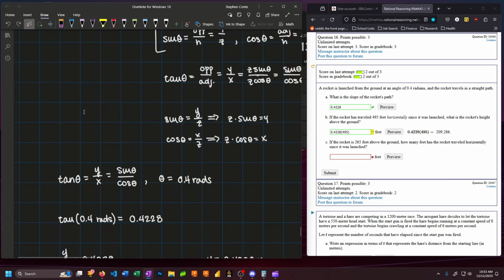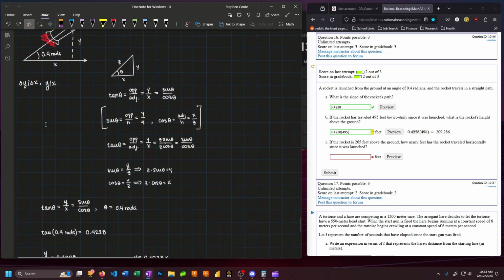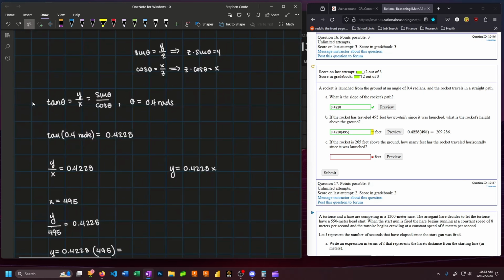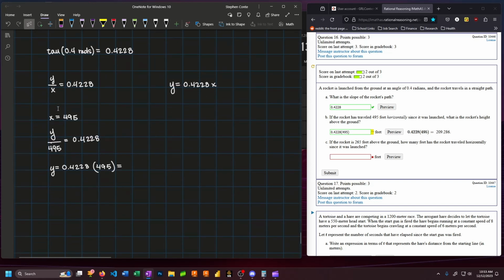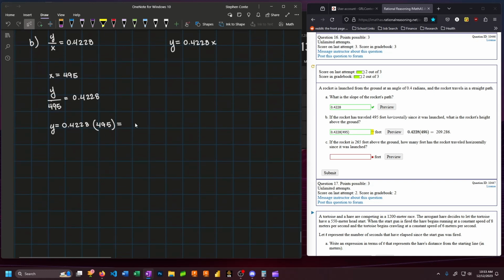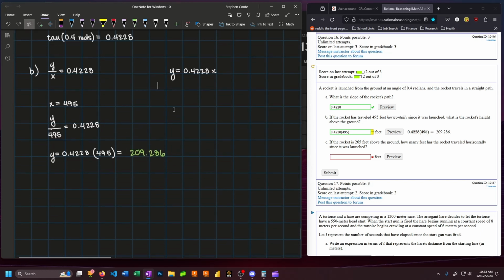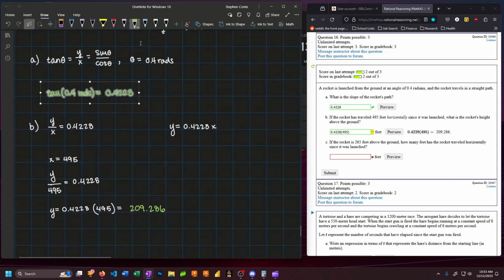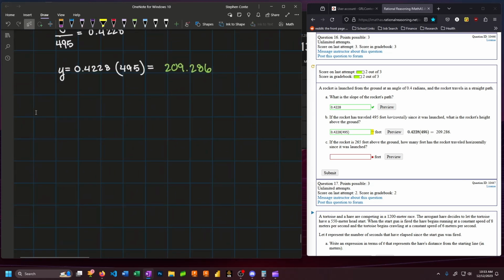Well, let me be more specific. Yeah, this is part A. This is part B, and now we'll do part C. So this is 209.286. And then C, we want to know if the rocket's 265 feet above the ground, how many feet has it traveled horizontally since it was launched?